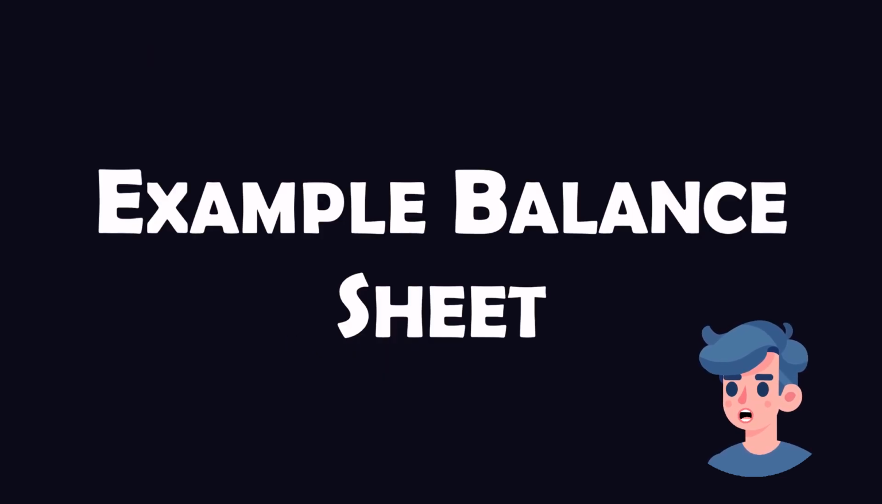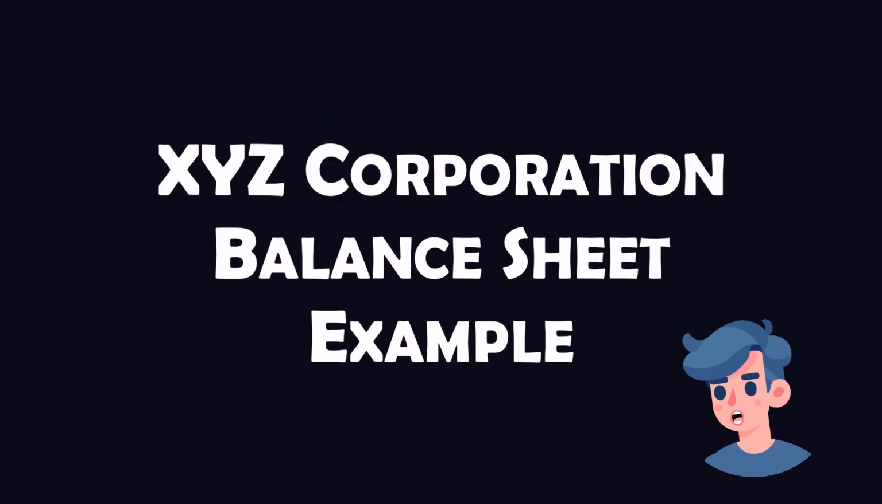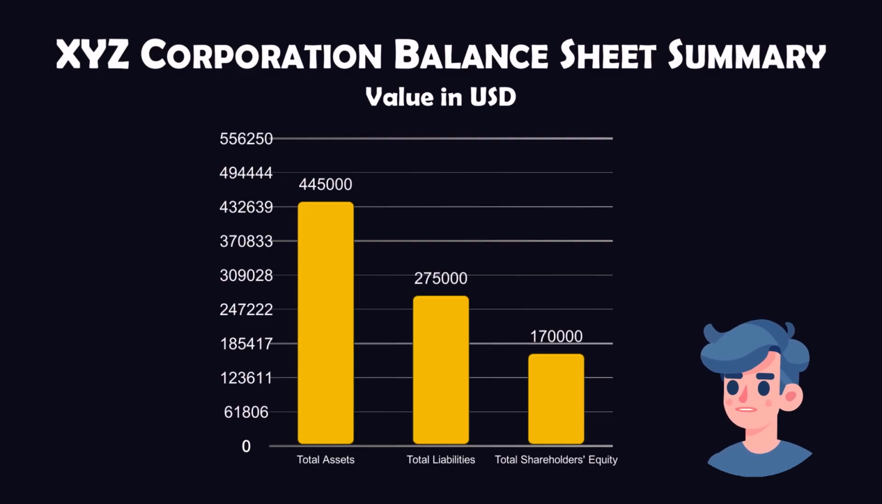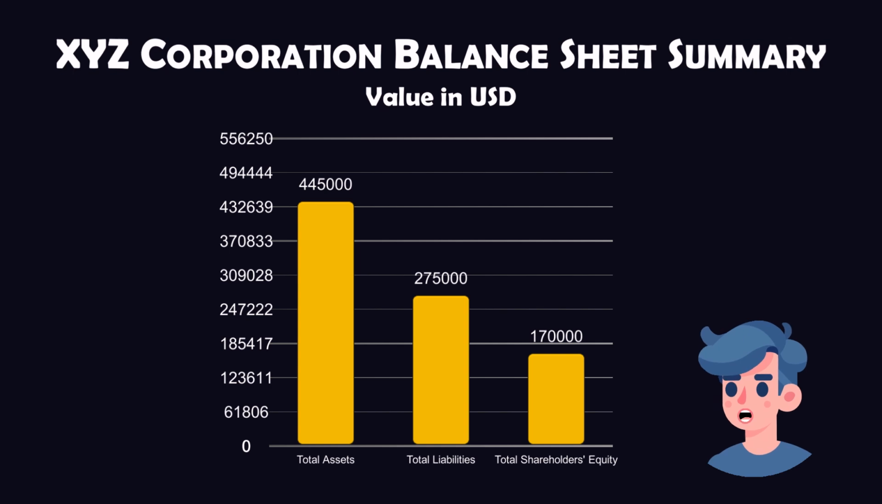Now that we understand the main components, let's look at an example balance sheet. Here is the balance sheet of XYZ Corporation as of December 31st, 2022. Assets: cash, $50,000. Accounts receivable, $75,000. Inventory, $20,000. Property, plant and equipment, $300,000. Total assets, $445,000. Liabilities: accounts payable, $60,000.